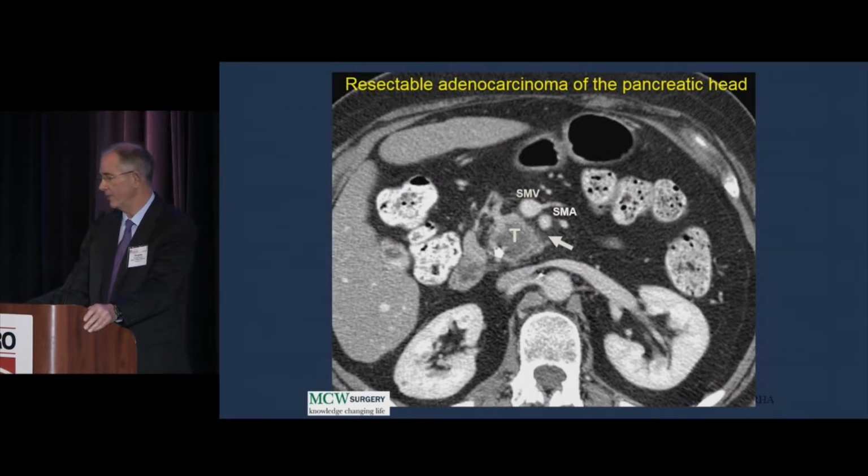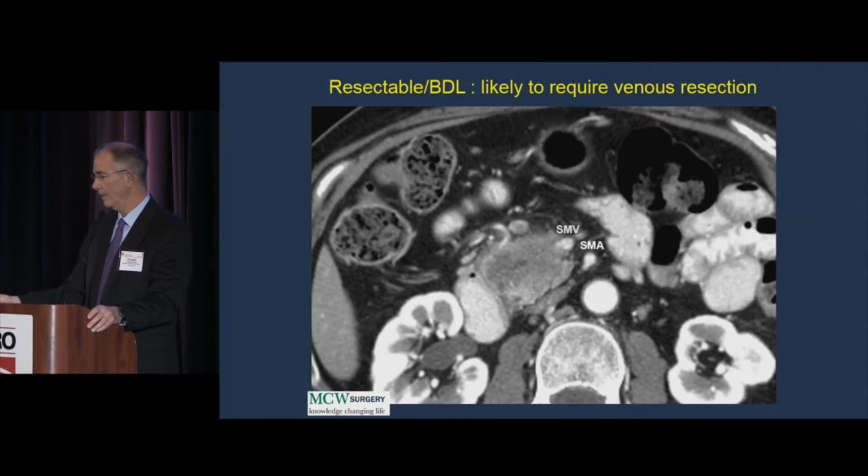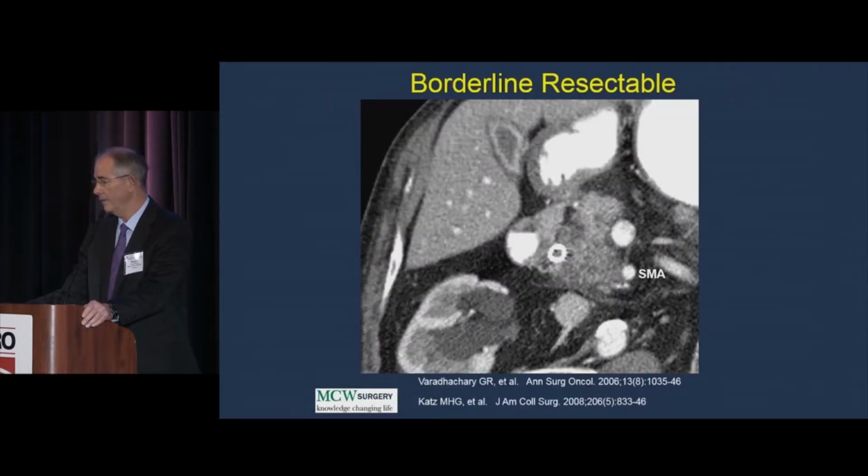So a simple CT scan that shows a normal tissue plane between the SMA and the SMV would be classified as a resectable tumor. A tumor that would involve removal of the superior mesenteric vein, I think surgery should only be on the table if the surgeon who is going to see this patient has the technical ability to do this operation. And then a patient with classic borderline resectable disease who has tumor abutment of the superior mesenteric artery.